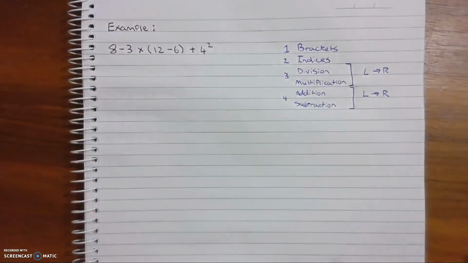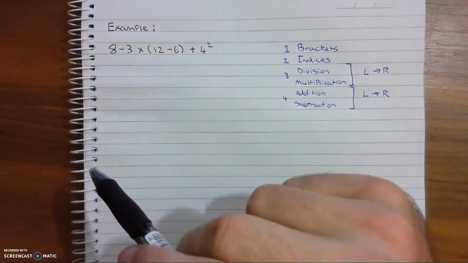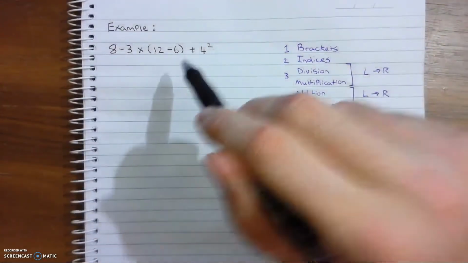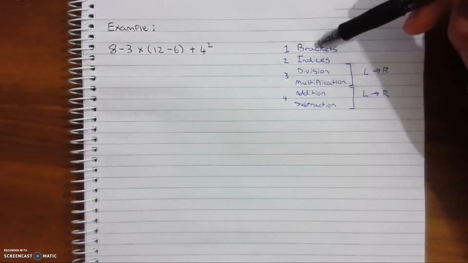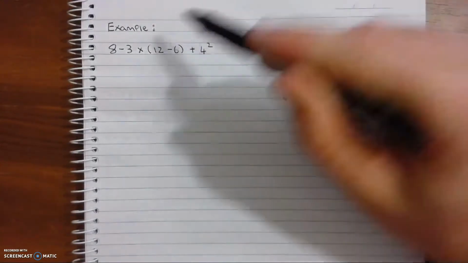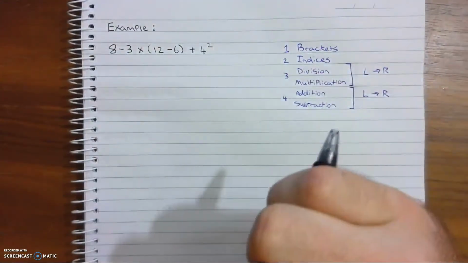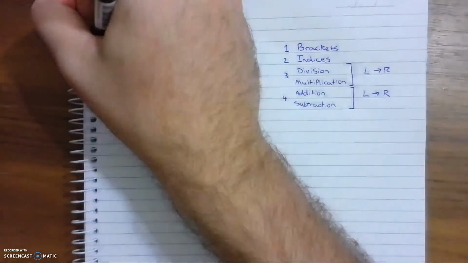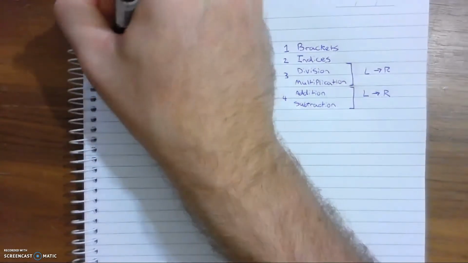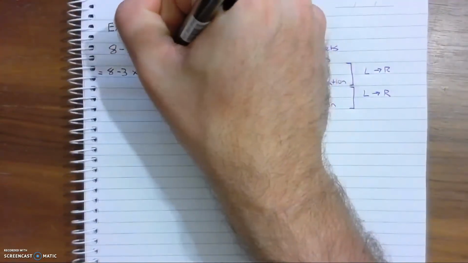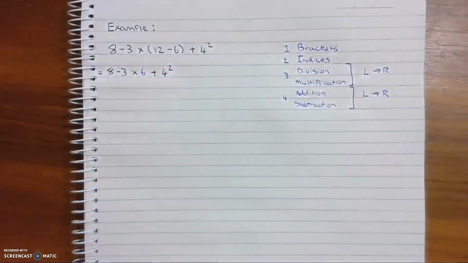Okay, now let's have a crack at this example here. We'll have a look and find out what exactly we have to do first. We know that level 1 is brackets, so we do brackets first. We look at this, and 12 minus 6 is 6. So I'll rewrite this equation out: 8 minus 3 times 6 plus 4 to the power of 2.